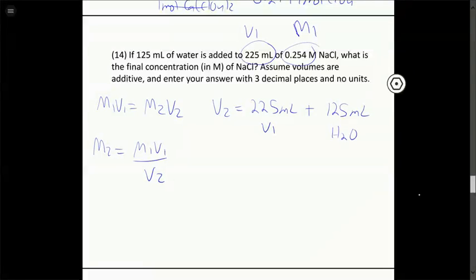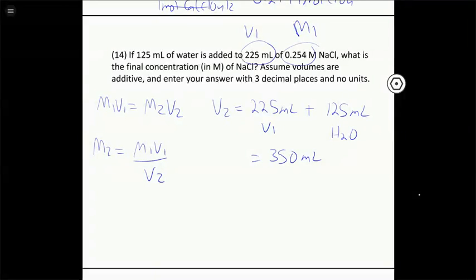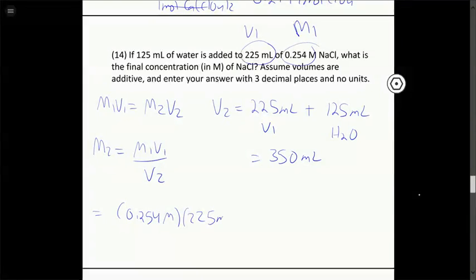So in this equation, M1V1 equals M2V2, the volumes are the total volumes. When you do a dilution, it's going to be the sum of the volume of solution that you combine with the volume of water that you combine. So don't be fooled by that one here. So it's 350 milliliters is the final volume. And so when we put the numbers in, we have 0.254 molar. We can use whatever volume unit we want as long as they're the same in the top and bottom. So we're starting with 225 milliliters. We're diluting it to 350 milliliters by adding 125 milliliters of water. So milliliters cancel out, molarity is left, and that gives us an answer of 0.163 molar.